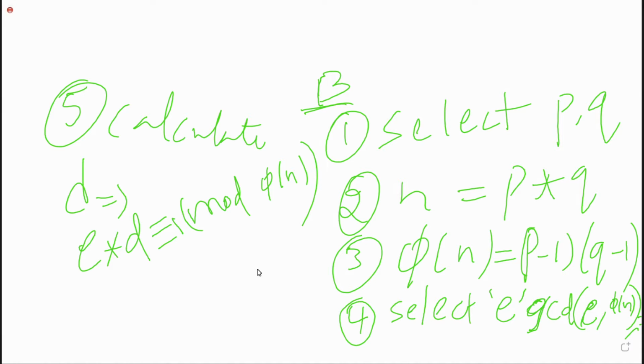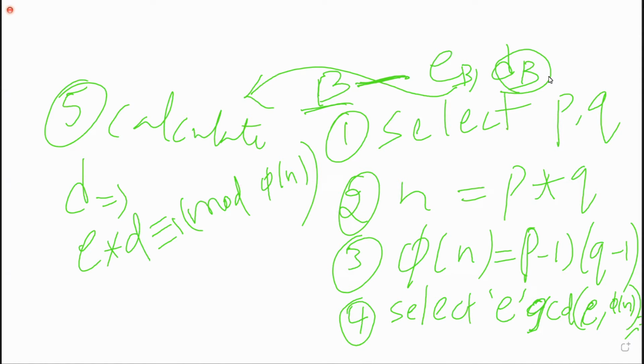So all these 5 steps should be done at the receiver side. Once they are done, B, the receiver, will get the E and D values, that is EB and DB. Then EB will be transmitted to A, and DB will be used for decryption at the receiver side itself. So this is the procedure done at the receiver side.